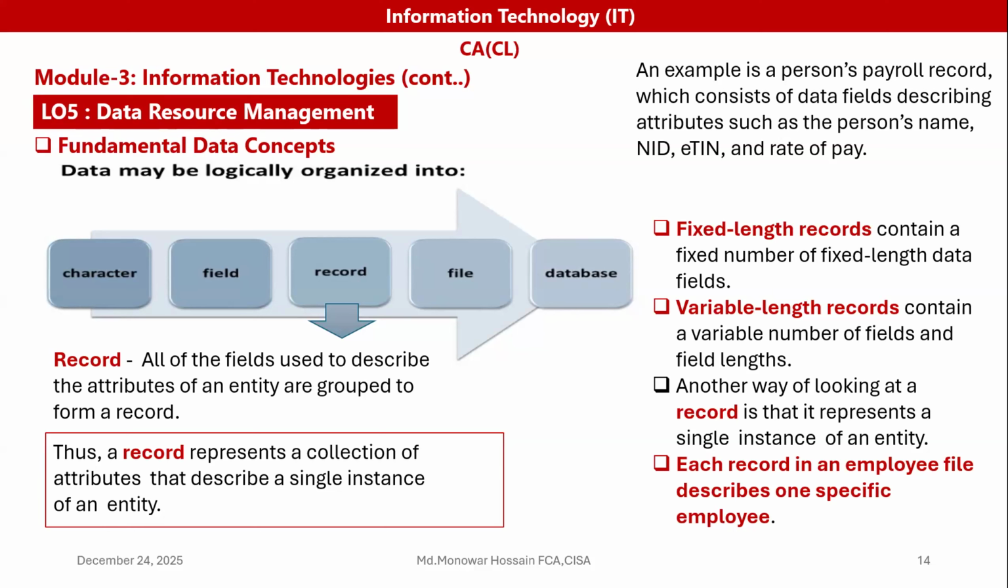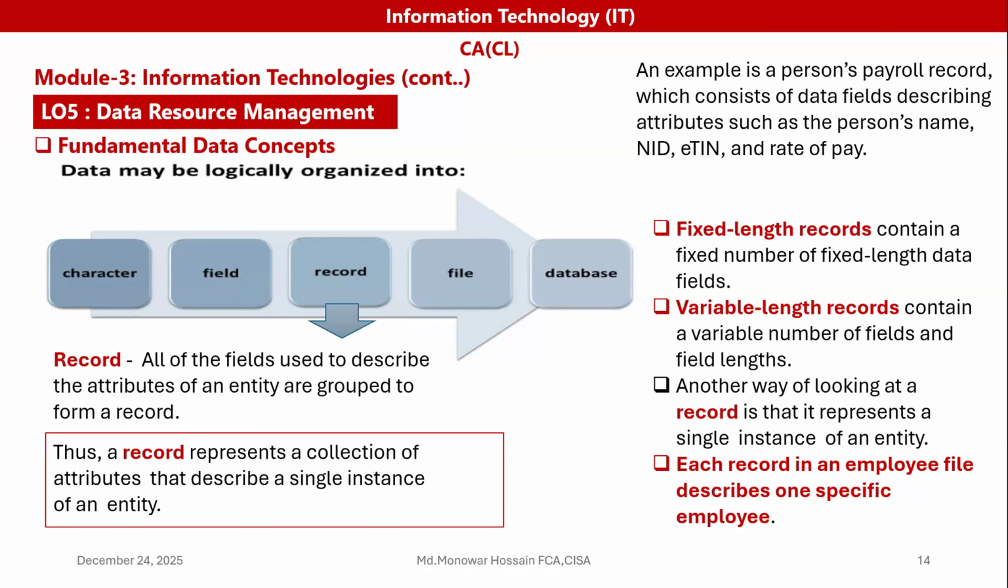And that record can be fixed length or variable length. That means length, how many places there will be. The fixed length record contains a fixed number of fixed length data fields. For example, if we want to put our mobile digits, without country code, our mobile number is 11 digits. So here, 11 is the fixed record. And variable length record means you can put more than 11, that can be varied, that contains a variable number of fields and field length.